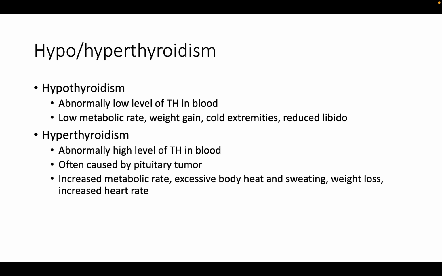We'll have abnormally high levels of thyroid hormone in the blood, usually caused by a tumor in the pituitary gland causing overactivity. A tumor could also be on the other side of things, causing hypothyroidism. But hyperthyroidism is typically caused by a pituitary tumor. This will increase metabolic rate, excessive body heat, sweating, weight loss, increased heart rate. It can be really scary for individuals that have severe hyperthyroidism because it's very difficult for them to gain weight and cool off.